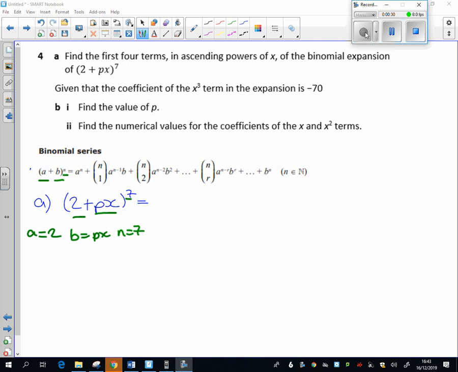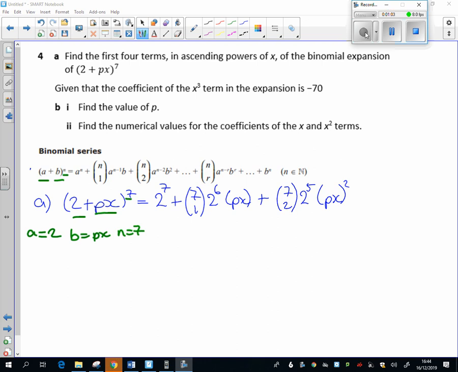Okay, so it's a to the power of n plus n choose 1 times a to the power of n minus 1 times b. And I always use brackets when either there's a negative or there's a coefficient of x. Then it's n choose 2. The power of 2 will reduce by 1, and the power of b will increase by 1, and the powers should always add up to 7.